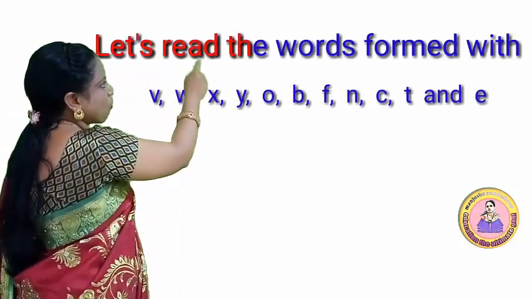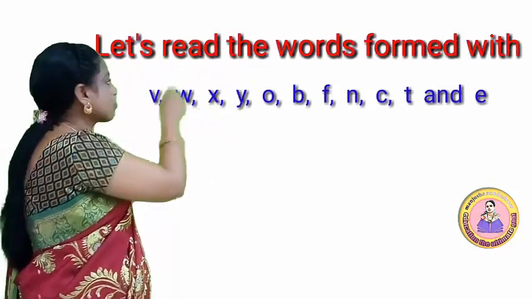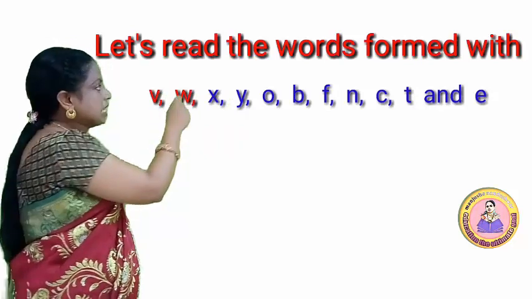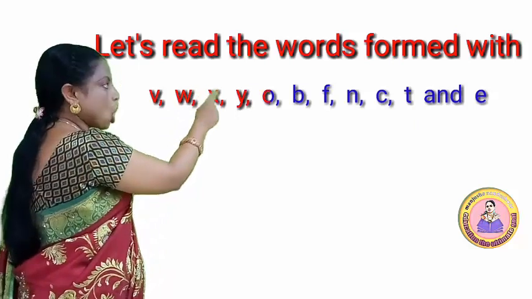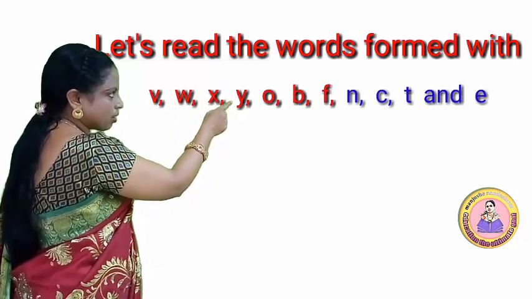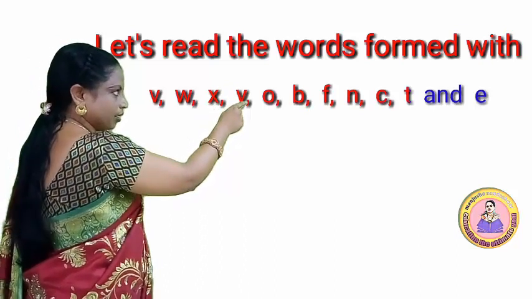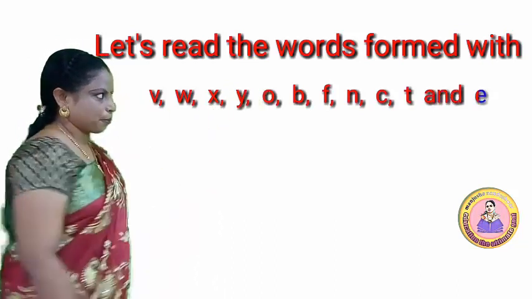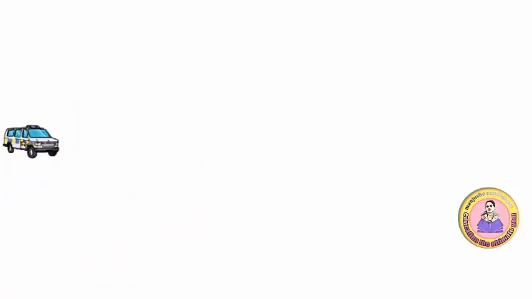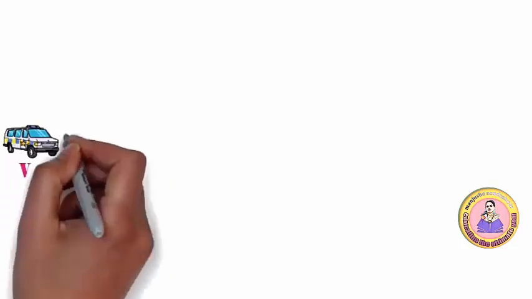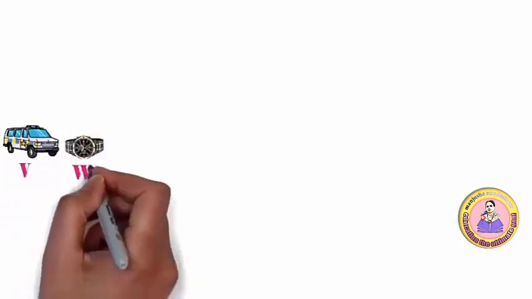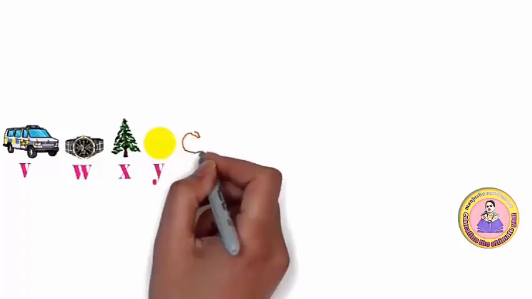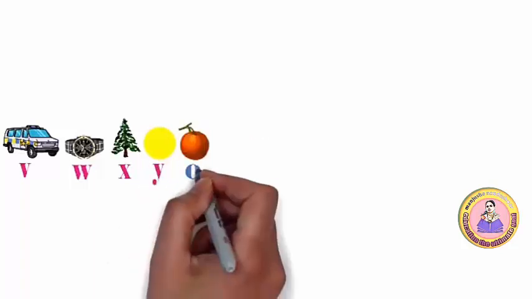Let's read the words formed with V, W, X, Y, J, O, B, F, N, K, T and A. Van says V. Watch says W. Xmas tree says X. Arrow says Y. Orange says O.